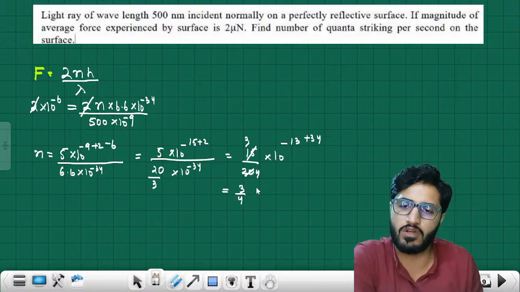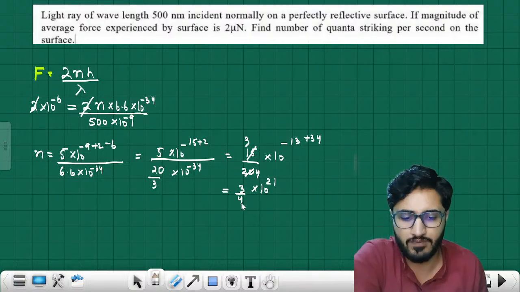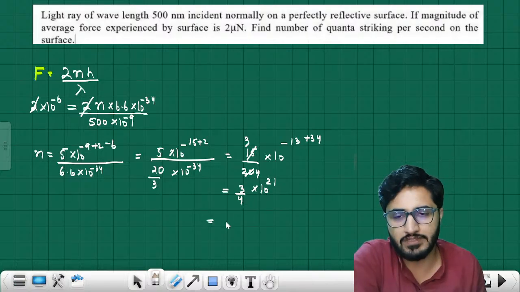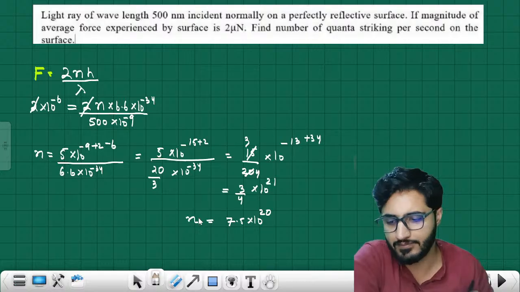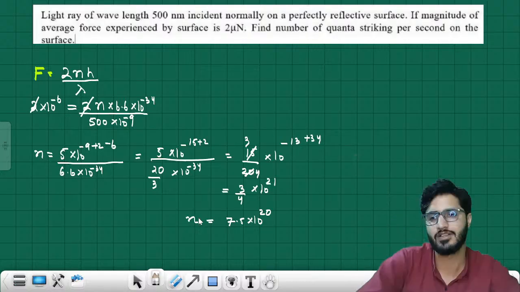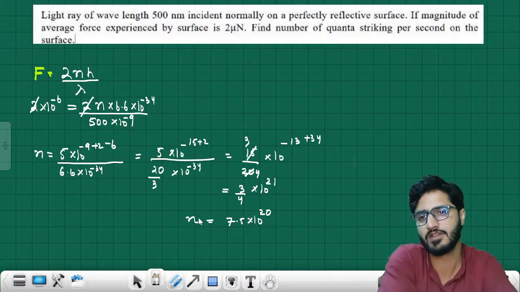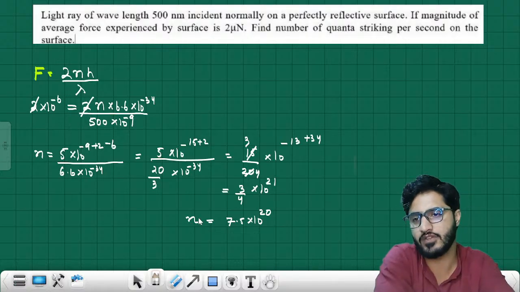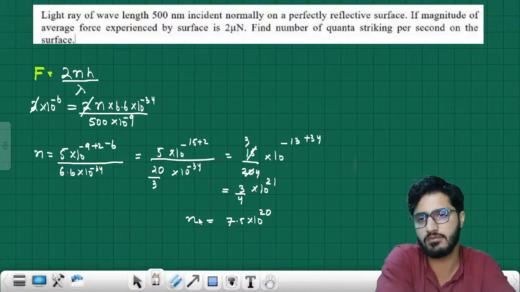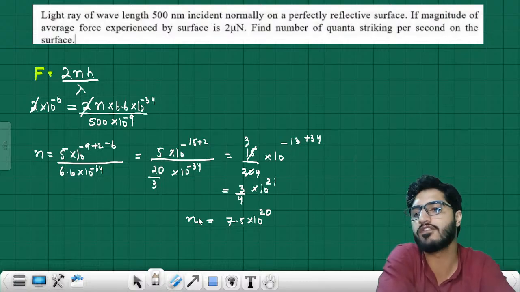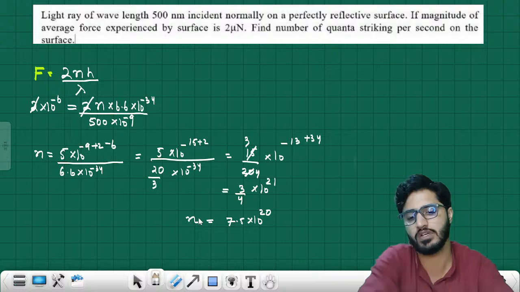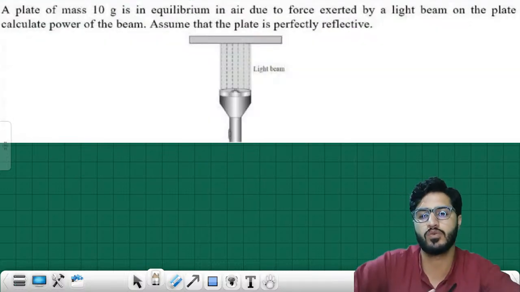3 by 4, 10 to the power 21. So it will be 0.7, something like that. So I can write 7.5 × 10 to the power 20 n. This one, no? Super easy. So by this one, we conclude how to find n if a force is given to us. The second numerical is a good one now.